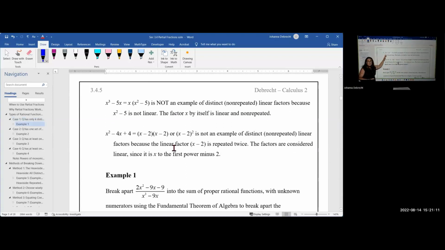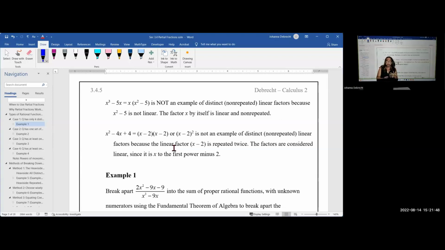Let's take a look at the next example down here, which is x to the third minus 5x. Now we've got a common factor of x, so we factor out the monomial x, and that leaves an irreducible quadratic, x squared minus 5. This is not an example of non-repeated linear factors because x squared minus 5 is not linear. The degree of this factor, just the factor itself, is degree 2. Now, if you look at the x by itself, it is x to the first. We consider all monomial x expressions to be linear.